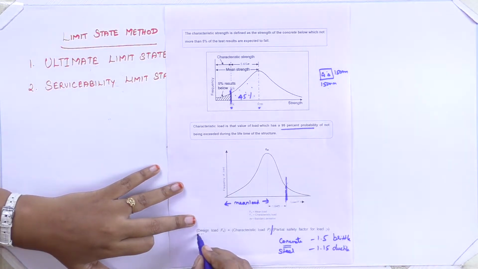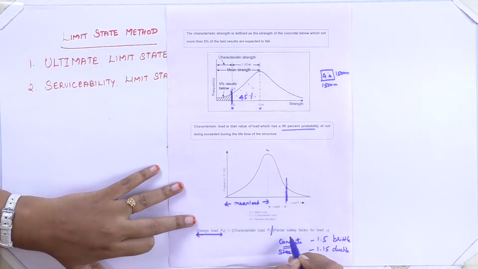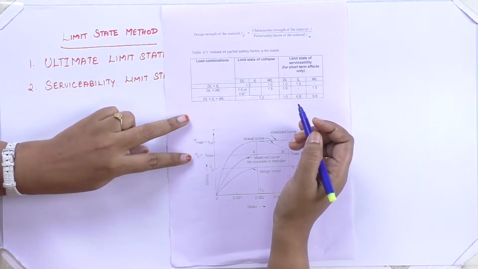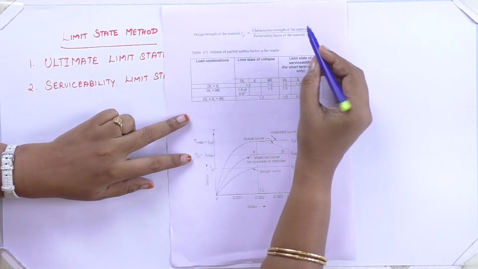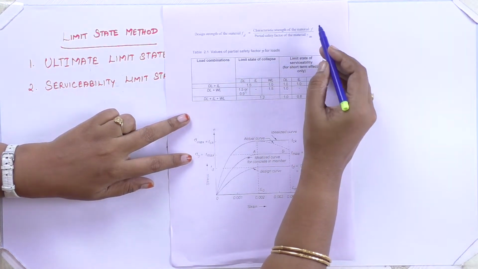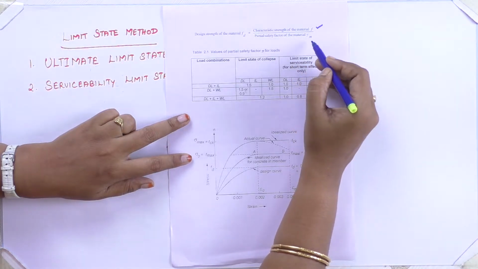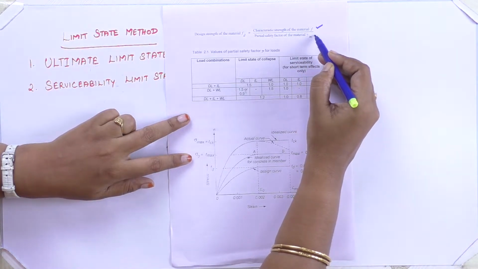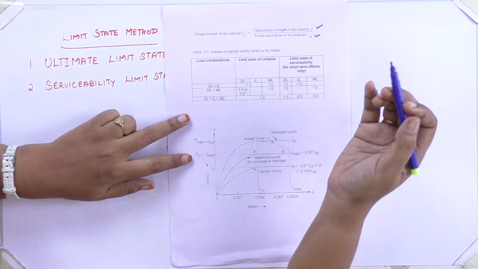That's why we ensure a higher partial safety factor for a brittle material. So when we calculate the design load for a member, you calculate the characteristic load for the material divided by the partial safety factor for that load. Now we are seeing the design strength of the material. The design strength can be calculated by the formula: characteristic strength of the material, concrete or steel, divided by your partial safety factor. For steel it is 1.15, for concrete it is 1.5.